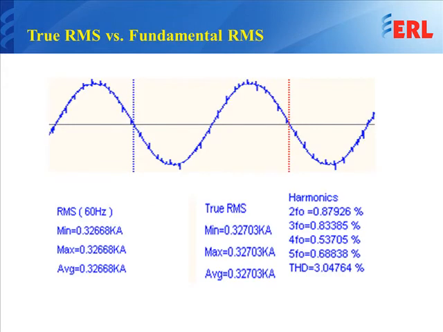So what we have here is, on the left hand side we have the RMS content of only 60 Hz, and on the right we have the true RMS content with all the harmonics. So we have the second harmonic, third harmonic, fourth harmonic, and fifth harmonic ratio compared to the fundamental.